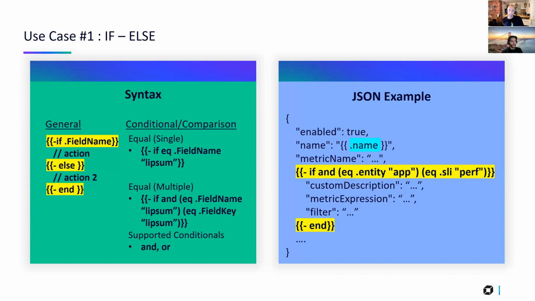Previously, we would have had to write multiple JSONs to facilitate this, if the entity was of a different type, or if the SLI was of a different type. Now in Go templating, we could have an endless scenario of if and else, or if conditions that will parse the JSON and result using the same configuration without the need of multiple JSONs.